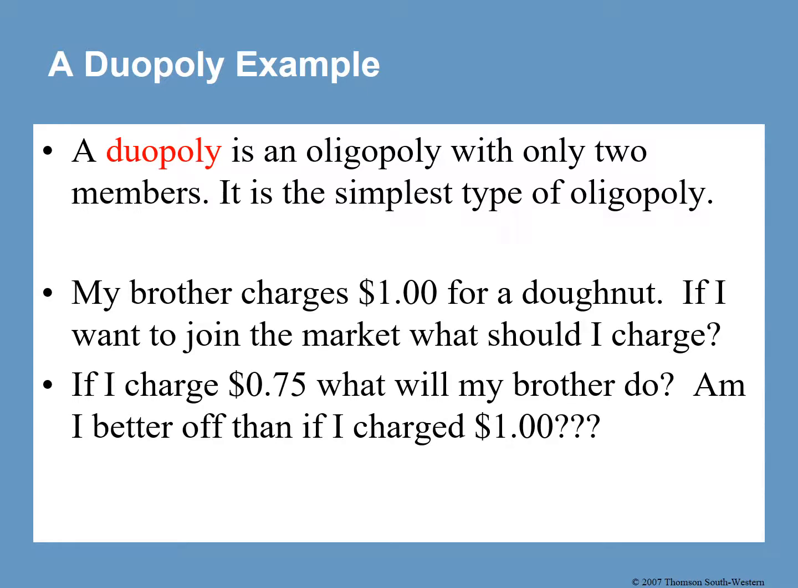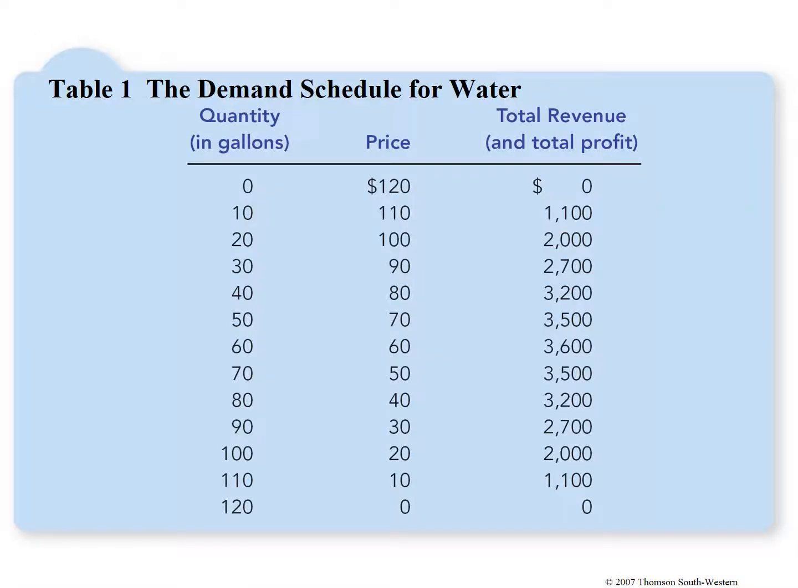Would we have been better off if we were able to agree and both sell for $1? I'm going to give you a short example here in a moment, and the point of this is mostly to show you why we don't really graph oligopolies.